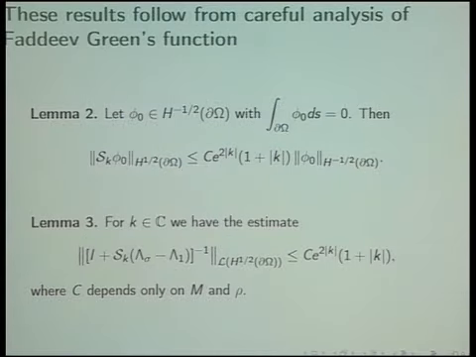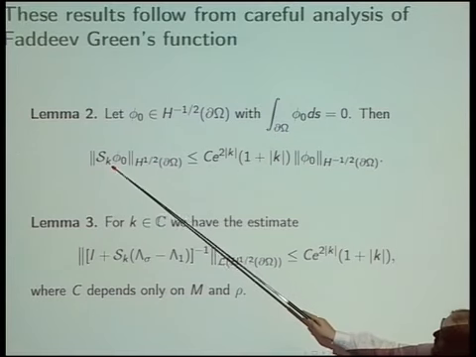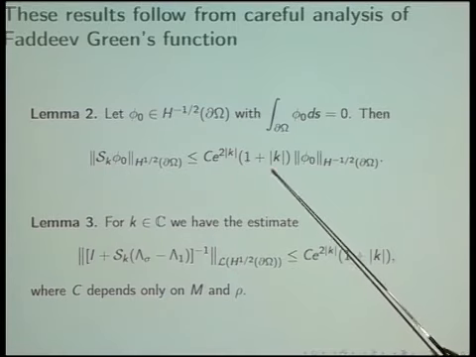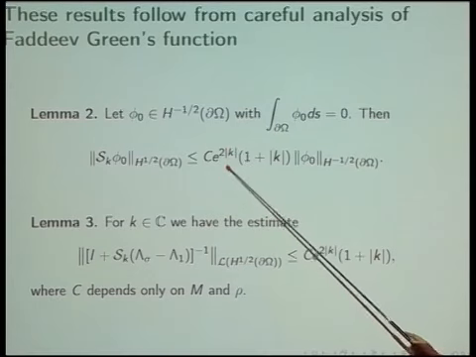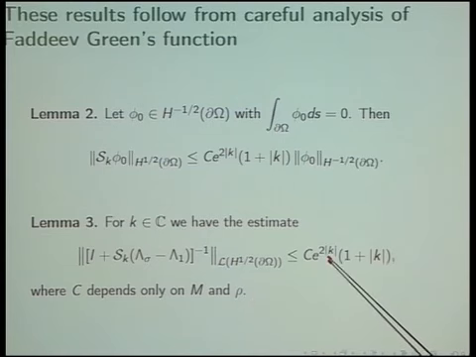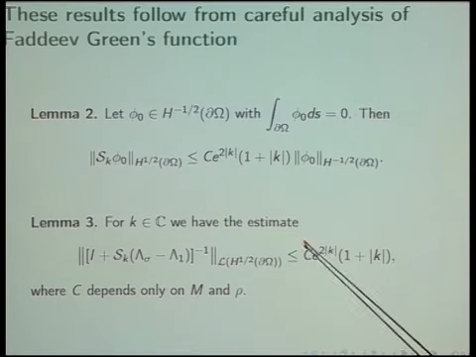Then we have some new estimates on Faddeev's Green's function that provide us with these estimates. So the single-layer operator with this k parameter is less than this one. Of course, this is something very large in k, but nevertheless, this is good for our purposes. And also, this inverse operator we need when solving the boundary integral equation is bounded by this bound. And these c constants here depend on the a priori information.